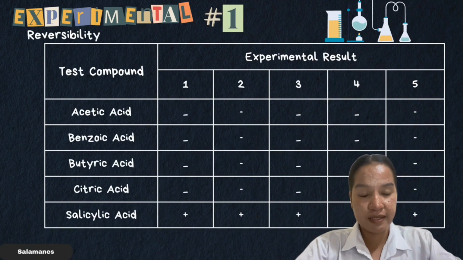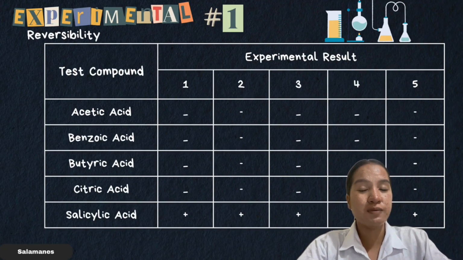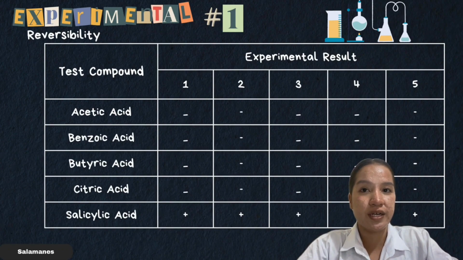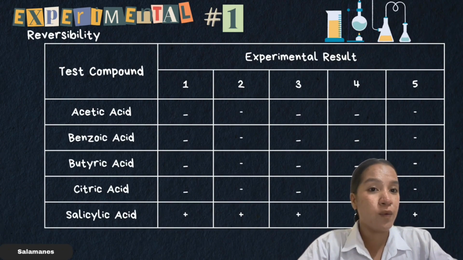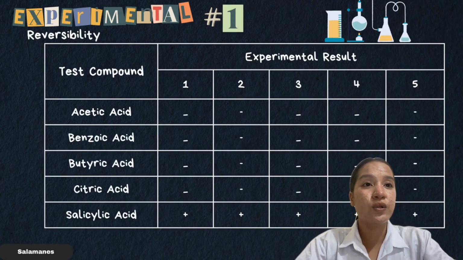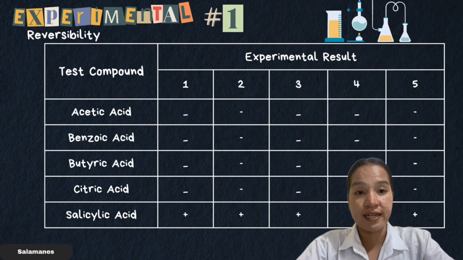Now for reversibility. Reversibility means that it could go back to its original state. For groups 1 to 5, we have negative results for acetic, benzoic, butyric, and citric acid. However, theoretically, this is sort of wrong, because the only ones that should be negative are benzoic acid and salicylic acid.